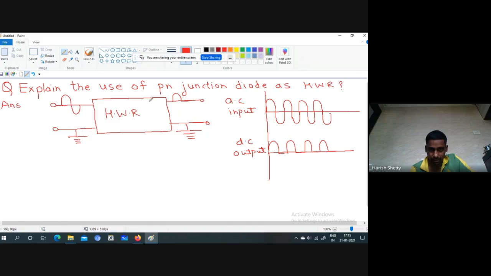Here we are having a half wave rectifier. When we apply this AC input, we will get a DC output. Here you can see I have applied the AC input and we have got the DC output. So let us draw this circuit and try to find out how this AC input is converted into DC output.